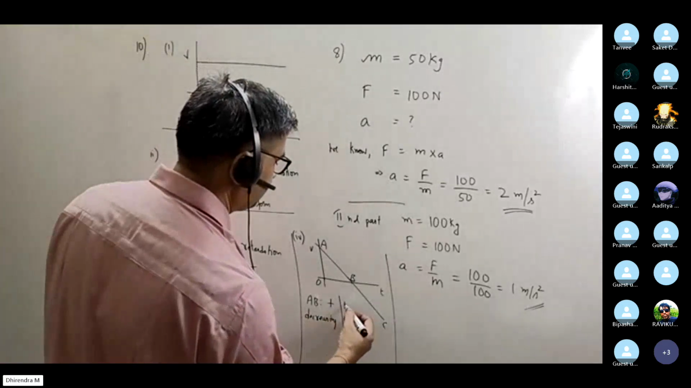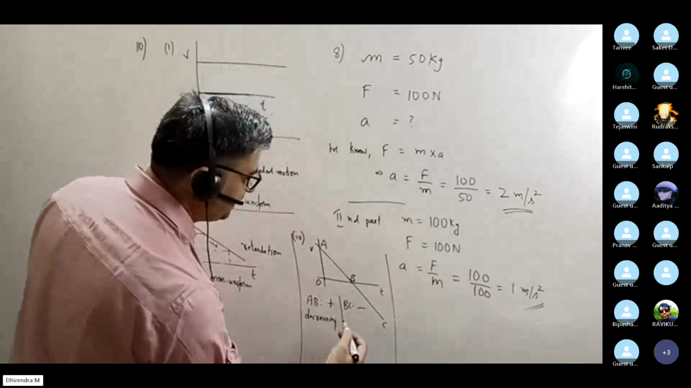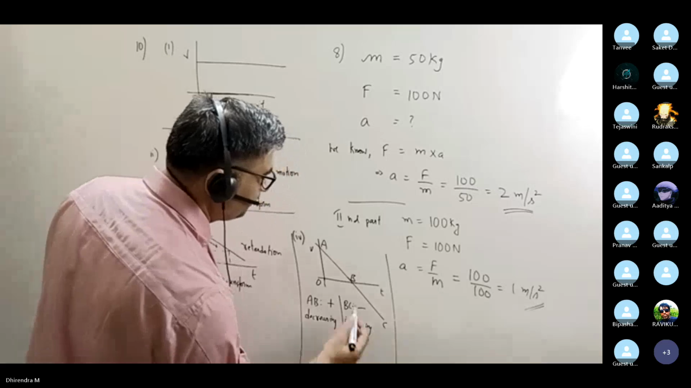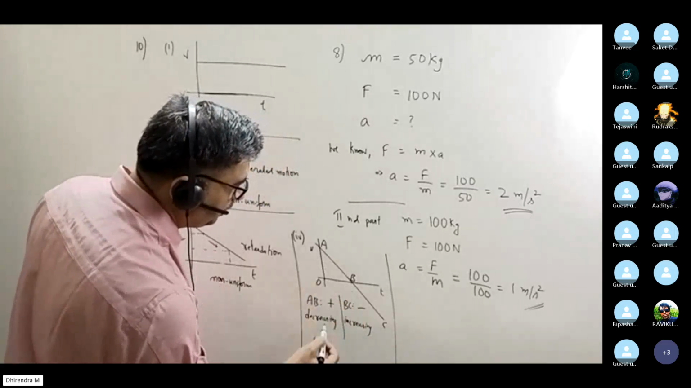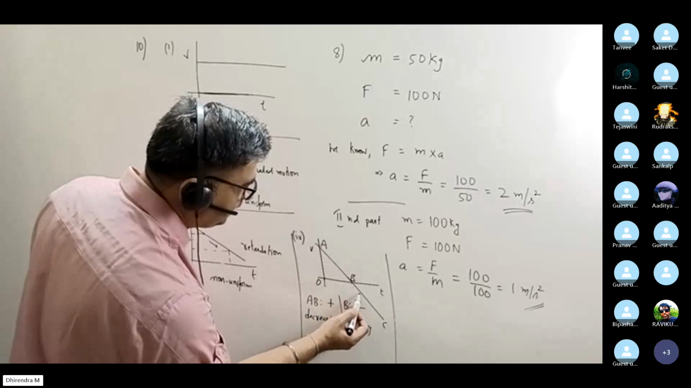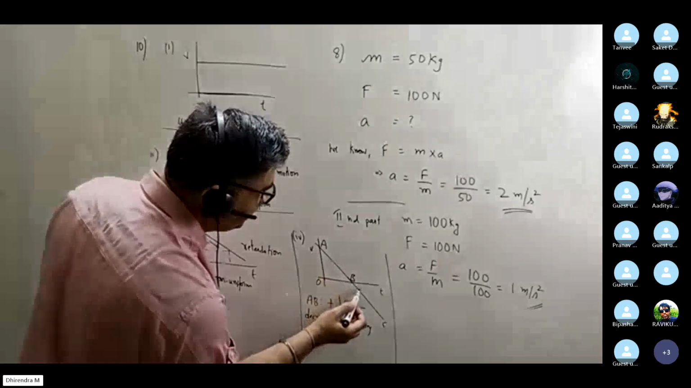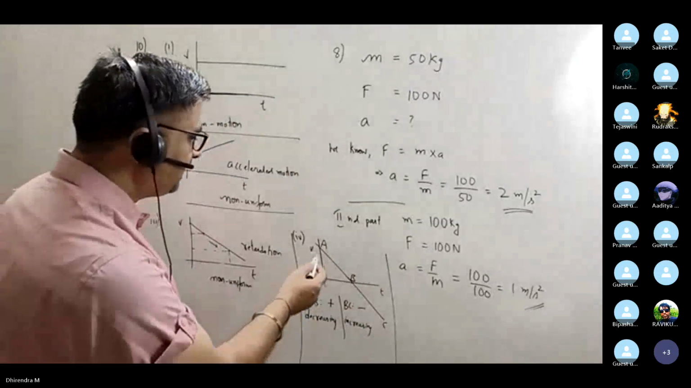Yes. So B to C. Now let's look at this. B to C, it is negative, but it is increasing. Don't you see that? If you plot these points on the y-axis, you will see that here the positive value is decreasing, and here the negative value is increasing.